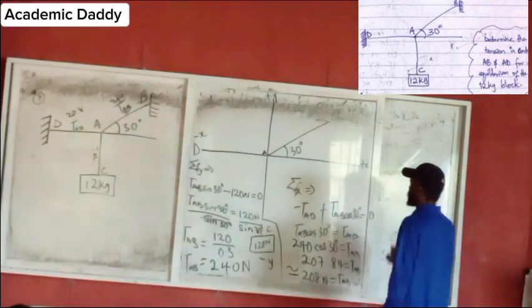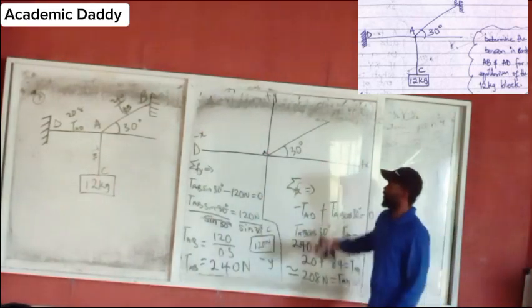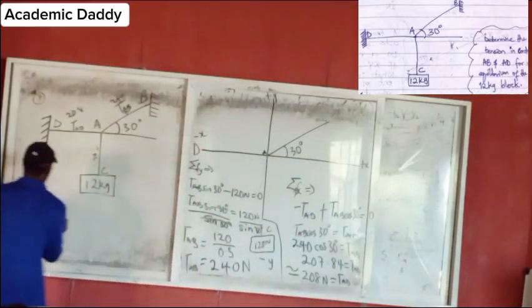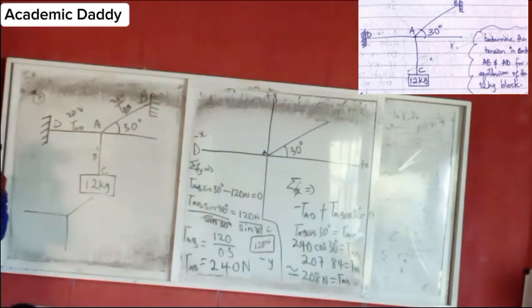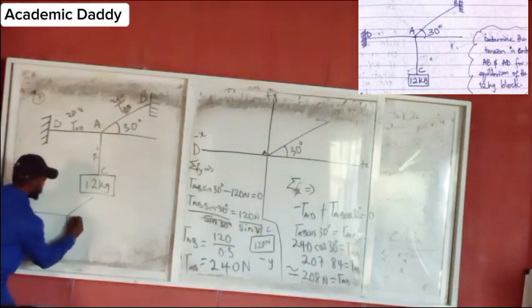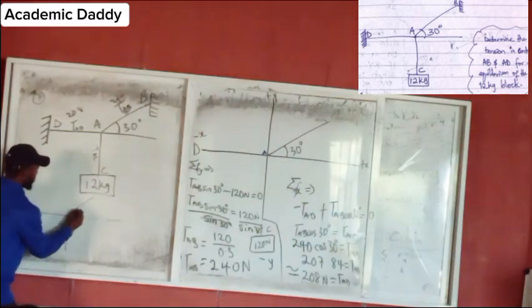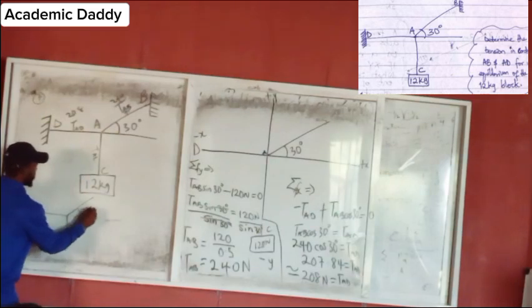Let's analyze this. Can I explain? No. Okay, but I can do it. Let me check something. I have this, then I have this, then I have this. Is this what I have? Yes. Please be checking it. Then here I have 30 degrees, right? Yeah. 30 degrees.